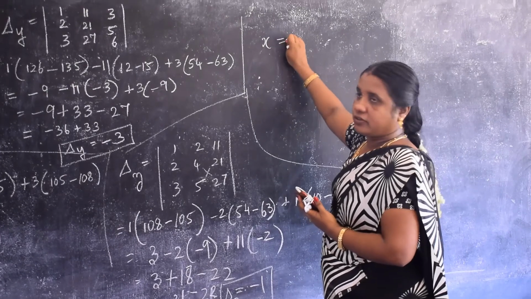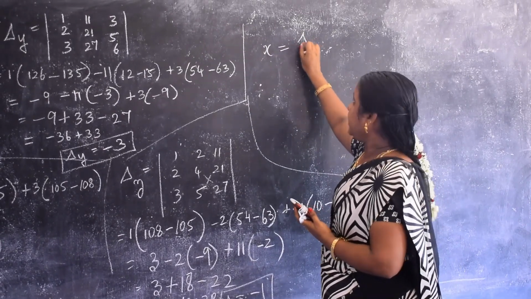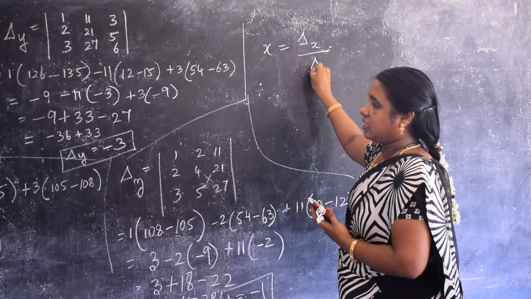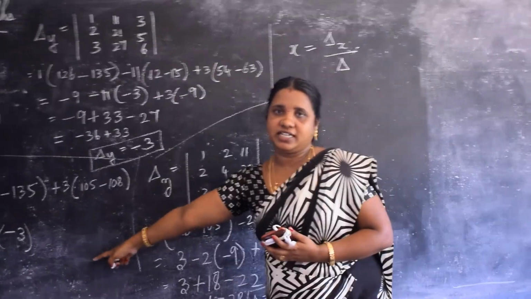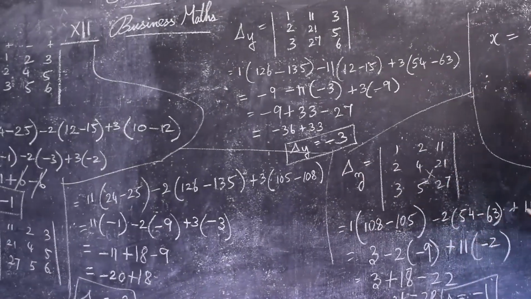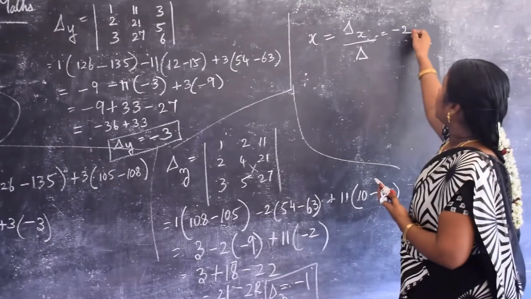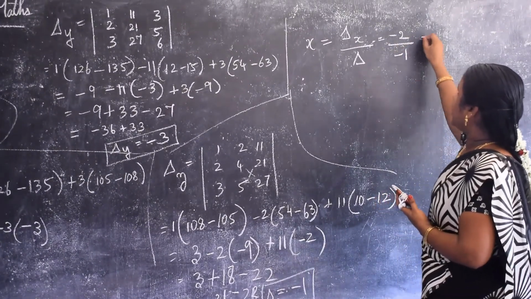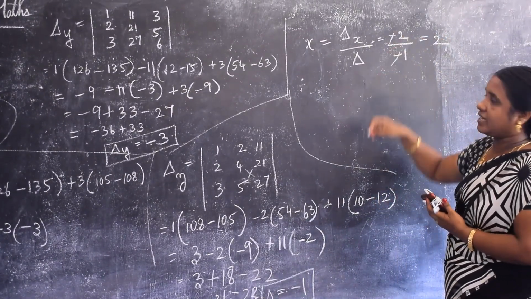What is our x value? We can use Cramer's rule: delta x divided by delta. Already I found the delta x value. Our delta x value is minus 2. Our delta value is minus 1. So the answer is 2. Minus minus you can cancel.